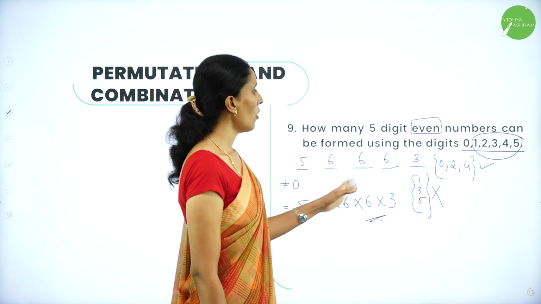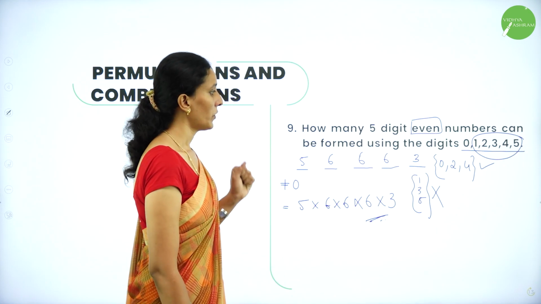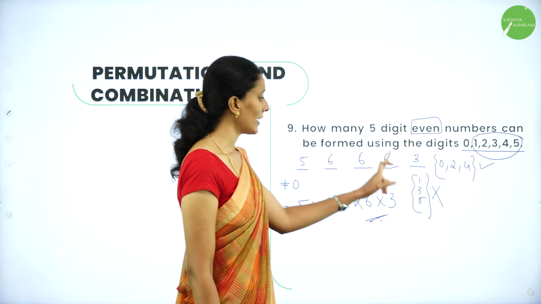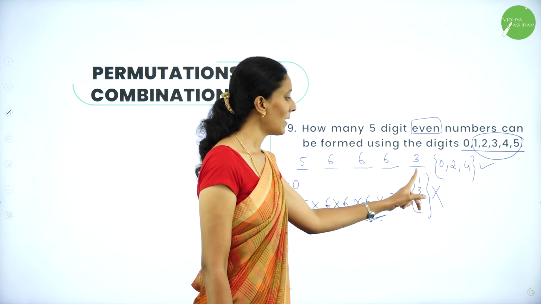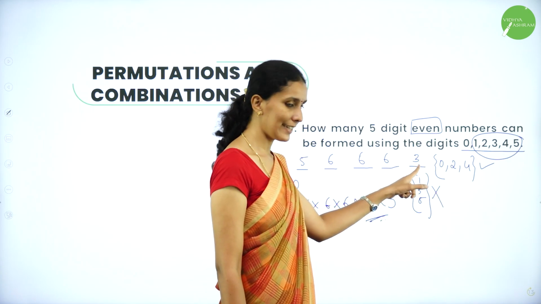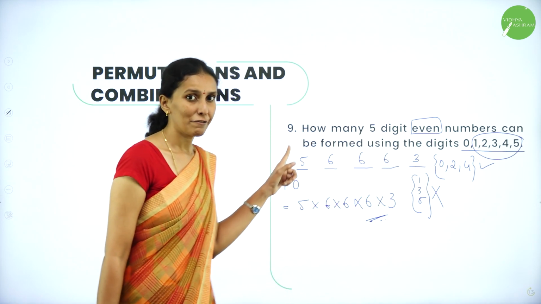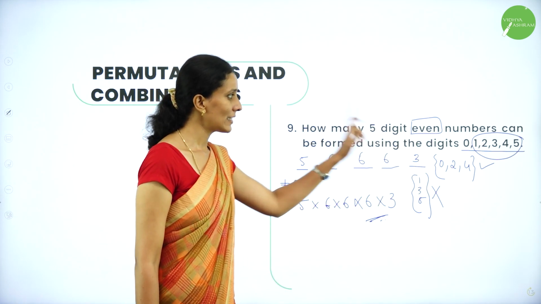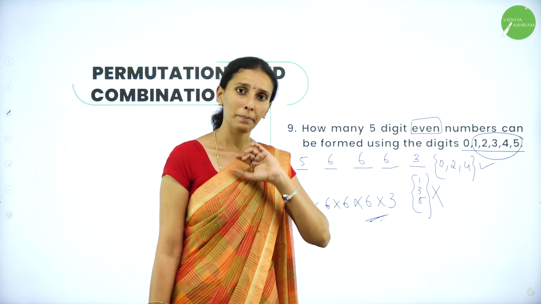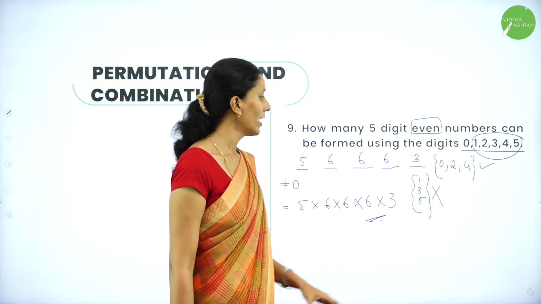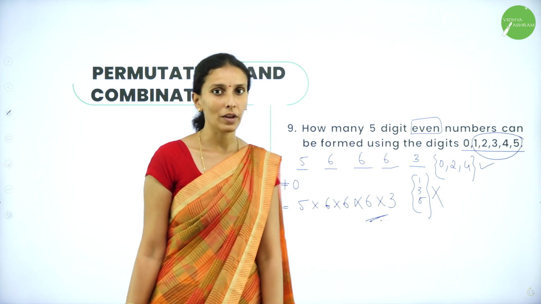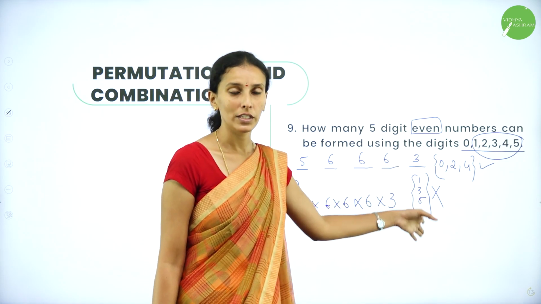So this is how 5-digit even numbers can be formed. Digits can be repeated since it is not specified in the question, but the last place cannot take 1, 3, 5. It has only the choices 0, 2, 4. Therefore, I can take 3 choices here. My first place cannot be 0, so except 0, I can take all the 5 values. And the other 3 remaining places can take all the digits from 0 to 5. Therefore, you have 6, 6, 6 choices there. So my total number will be 5 into 6 into 6 into 6 into 3.